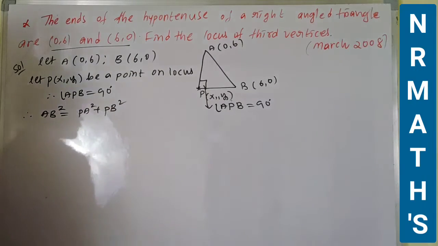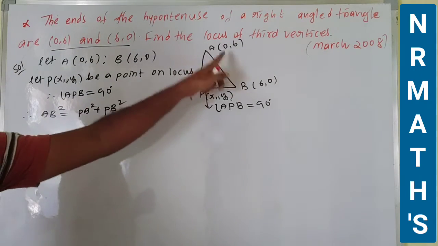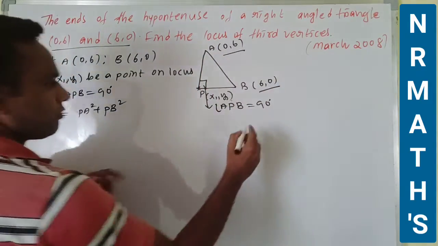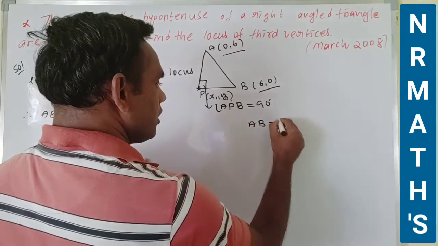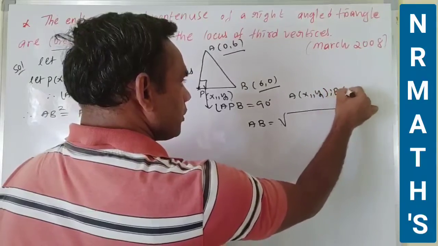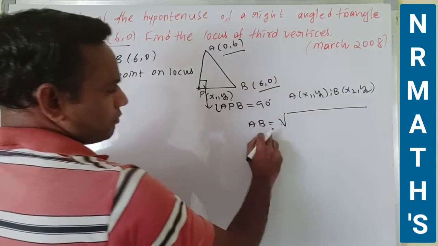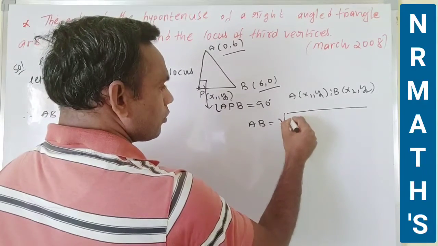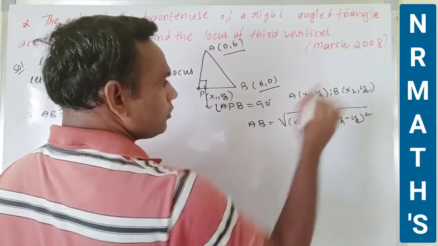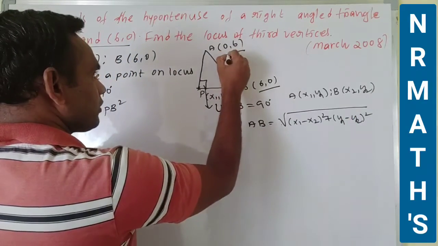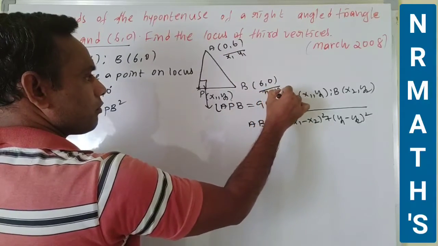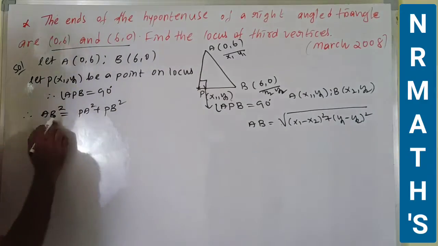Now we know AB means distance between A and B. A is (0, 6), B is (6, 0). We know the formula: for A (x1, y1) and B (x2, y2), the distance AB is under root of (x1 minus x2) whole square plus (y1 minus y2) whole square. Here x1 is 0, y1 is 6, x2 is 6, y2 is 0. Now substitute here for AB square.